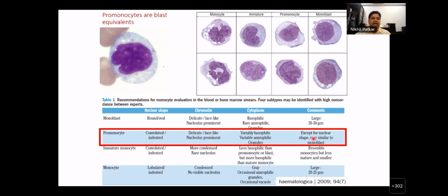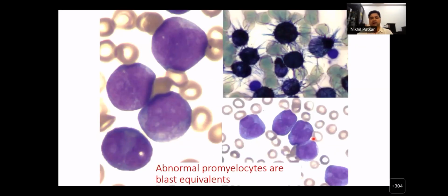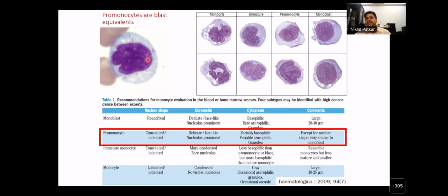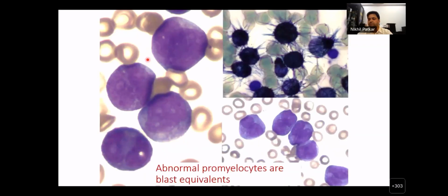So they are something that is known as blast equivalents. If you see a promonocyte, it is equivalent to seeing a blast. So you needn't count 20% blasts. If you have 10% promonocytes and 10% blasts, it still becomes an AML. So as we discussed, abnormal promyelocytes are also blast equivalents, all right? So they are intensely positive for MPO.